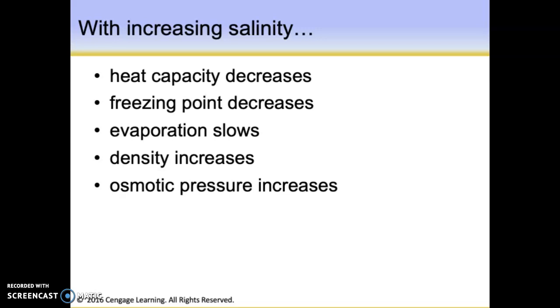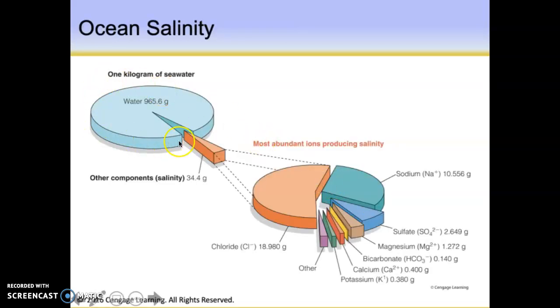So what do we see when we actually look in seawater? So salinity, that 3.5%, and you can see here it's actually kind of rounded off. So in 1 kilogram of water, you can see mostly water, but we've got 3.5% or 34.4 grams in a 1,000 gram sample, or 1 kilogram of seawater, is dissolved components. So it's not 100% water. It is 96.5% water and then 3.5% dissolved solids.